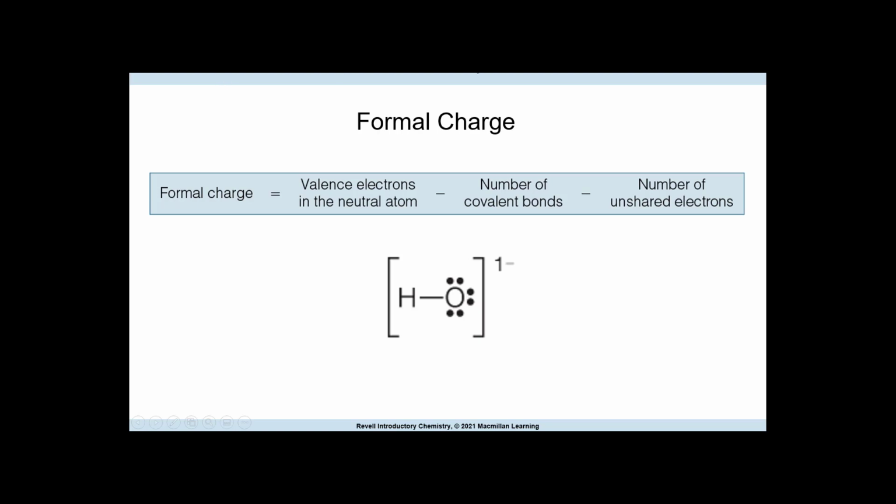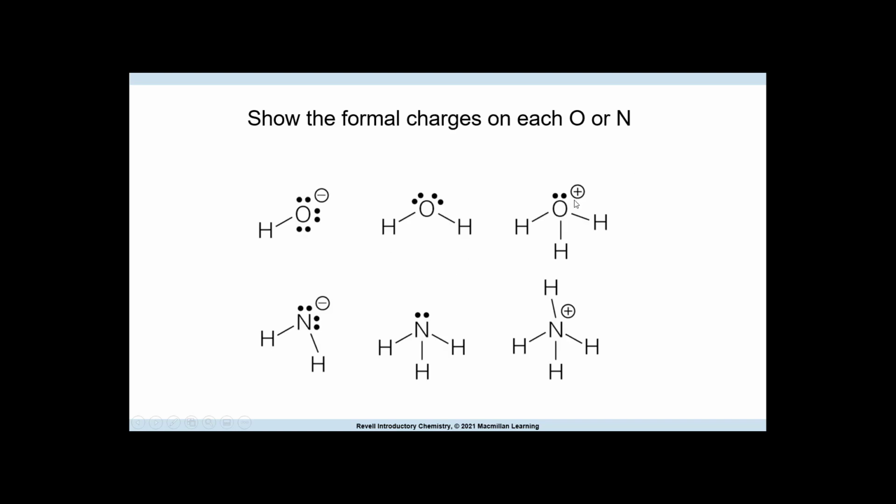Okay, so remember formal charges, the equation; you use this for every atom in a compound. Valence electrons in the neutral atom minus number of covalent bonds minus number of unshared electrons. So we show the formal charges on each oxygen or nitrogen. If you have something, you should show the charge on it because that also indicates it's a polyatomic ion that you're dealing with. If you don't, then you're assuming it's a neutral compound, and if it's not, then it's actually incorrect. So you have to show a charge somewhere.